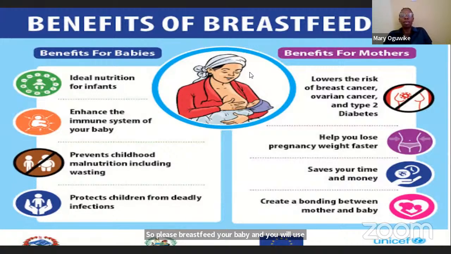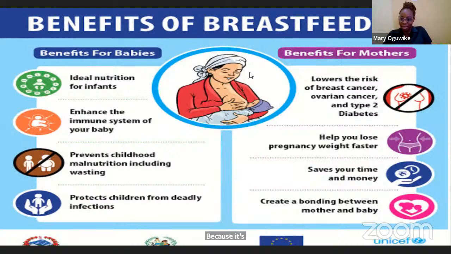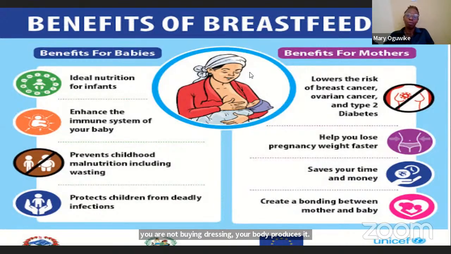Now, breastfeeding also saves your time and money, because it's natural, it's nature's free gift. You are not buying breast milk, your body produces it. So that way it saves your money, and it also saves you the stress of having to go out to look for food for your baby. And then it also helps increase the bond between the mother and the baby, because when you are breastfeeding, your baby is always close to you. So if you are able to breastfeed, please do so. It offers a lot of benefits. Next slide, please.